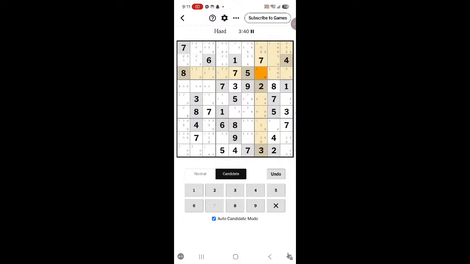9, 2, 9, 1, 9, 9, 1, 2 equals not 9, 1, 2 elsewhere. So not 1, not 9. This one. Not 9, not 1. So not 9, not 1, not 2. Not 9, not 2. So 6. Sorry, it is a 6. There you go.